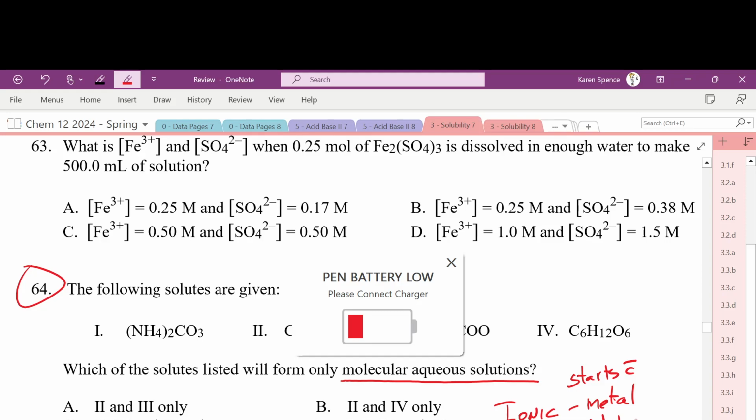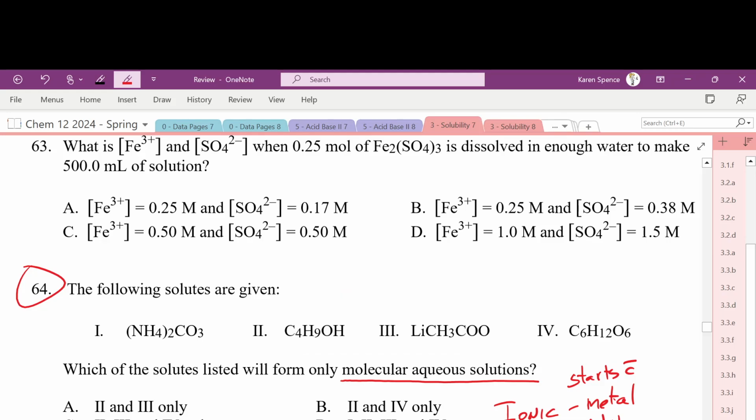So, out of these choices, who is ionic? 1 and 3 are ionic, and therefore the other ones must be molecular. So that would be 2 and 4 only. There we go. Yes? 9. Sorry, 9? 39, yes.